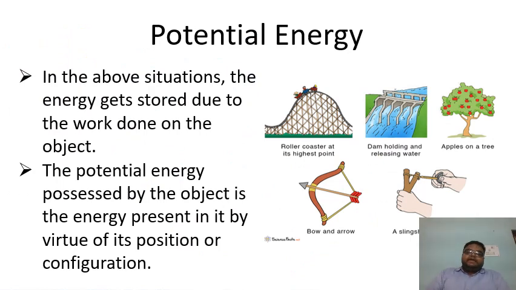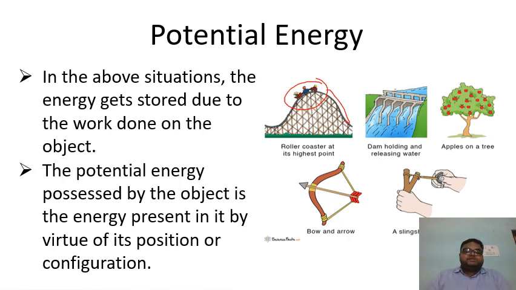So let's see these pictures. Okay, students, this is a roller coaster. When this roller coaster reaches a very high point, it possesses potential energy, and then it will fall freely, right? It will not be using any other energy, it will just use the potential energy it has to move itself, right? So in the case of a dam, an apple on a tree, a bow and an arrow, a slingshot, all these have potential energy, right?